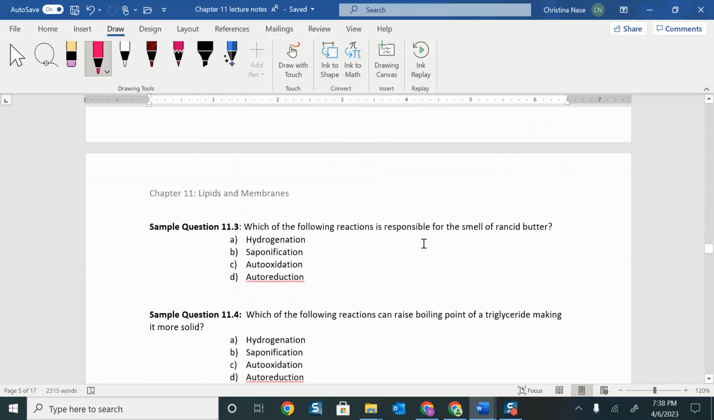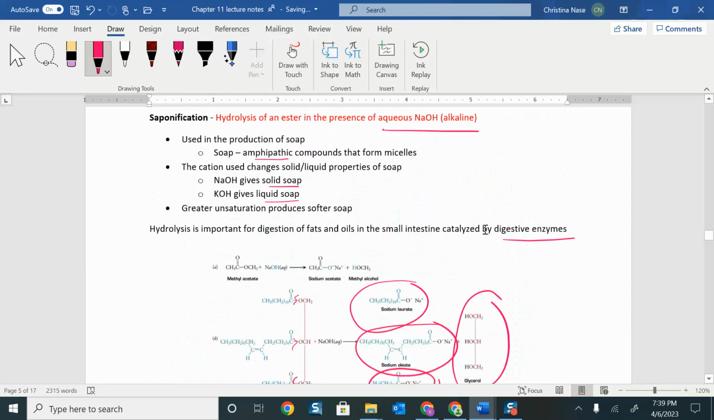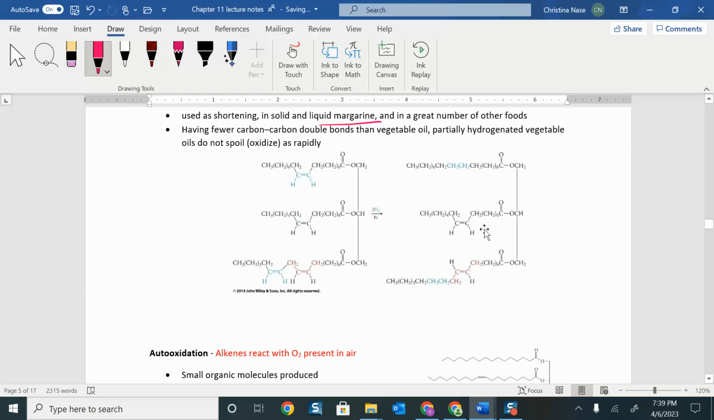All right. Two questions here. Which of the following reactions is responsible for the smell of rancid butter? So remember, hydrogenation, you're taking an alkene, adding the hydrogen across that bond. Saponification, that's an ester hydrolysis. Autooxidation is what happens when butter goes bad. So if you leave it out in oxygen, it starts to react with the compound and starts breaking it down.